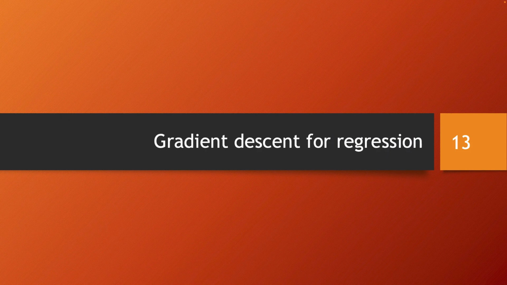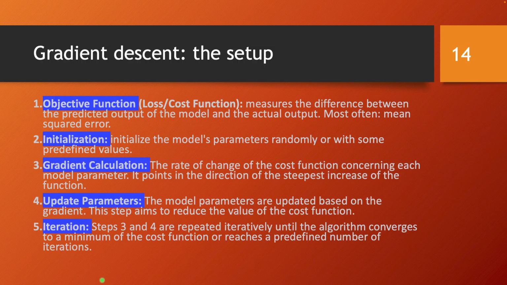Gradient descent is an iterative optimization algorithm used to minimize the cost function or error in machine learning models. It's a fundamental algorithm in the training of models, particularly in the context of supervised learning. Here is the general setup of the gradient descent.